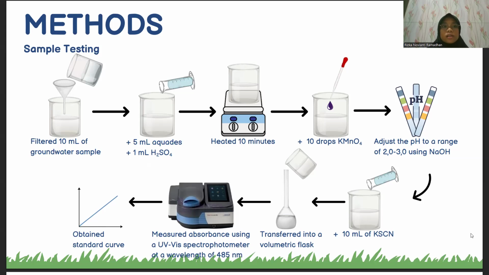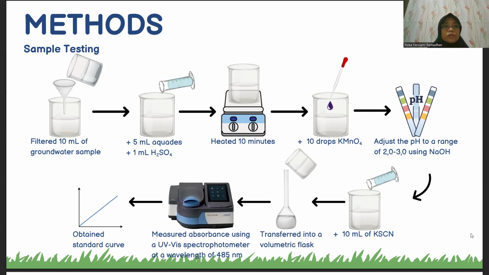For the groundwater sample, the procedure was similar. We filtered 10 milliliters of sample, added distilled water and sulfuric acid, heated it, and added potassium permanganate. The pH was adjusted to 2 to 3, then potassium thiocyanate was added, and the solution was transferred into a volumetric flask. The absorbance of the sample was measured under the same conditions.